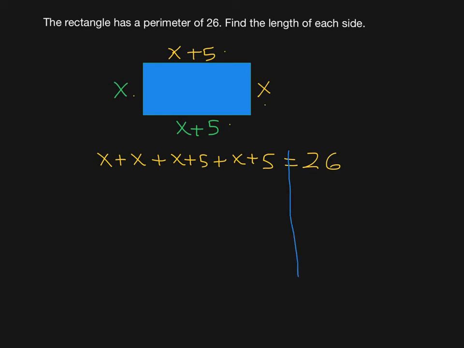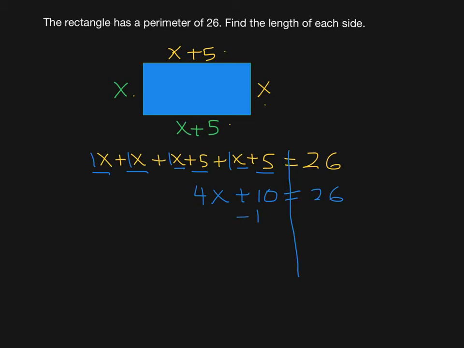Draw my line through my equal sign. Now over here on the left, I'm going to have to combine some like terms. I have these x's here. I have four 1x's, right? 1x plus 1x plus 1x plus 1x. 1 plus 1 plus 1 plus 1, that gives me 4x. And I have 5 plus 5, that gives me 10. So this long equation we had up here is now just 4x plus 10 equals 26.